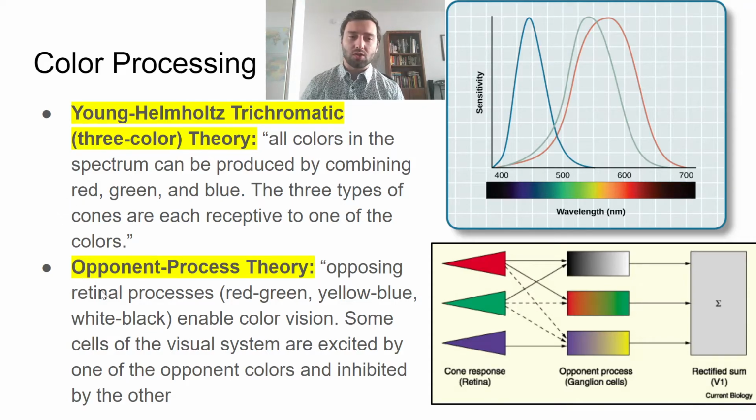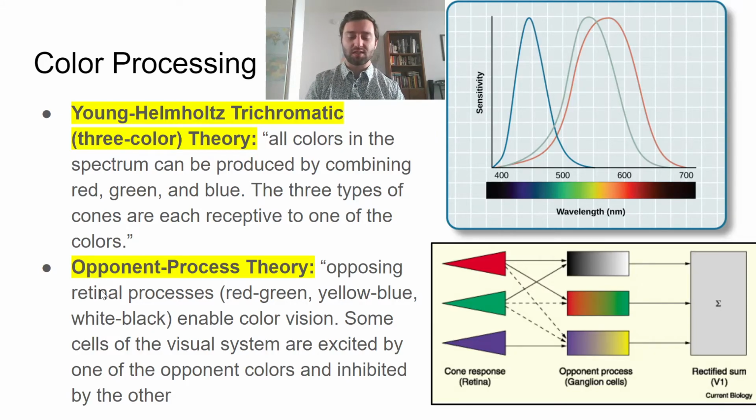Now, there's also what is called the opponent process theory. Again, these are things that we're not necessarily totally positive exactly how it's going to work. The opponent process theory looks at the Young-Helmholtz theory and goes, yes, there are these three different kinds of cones, but it doesn't really make sense.